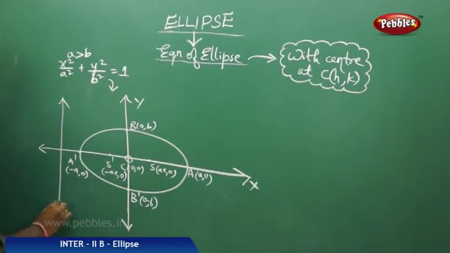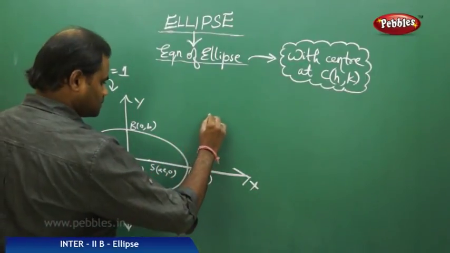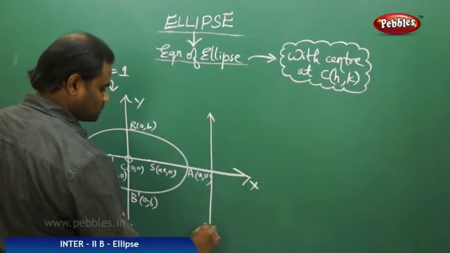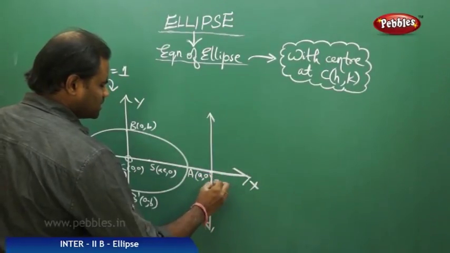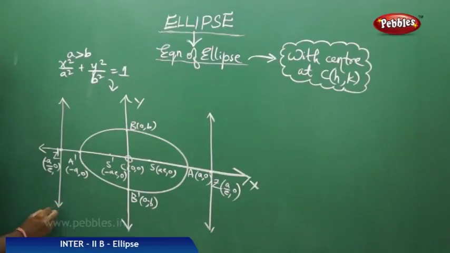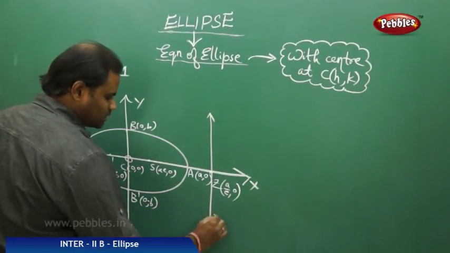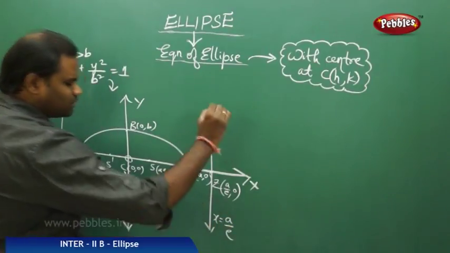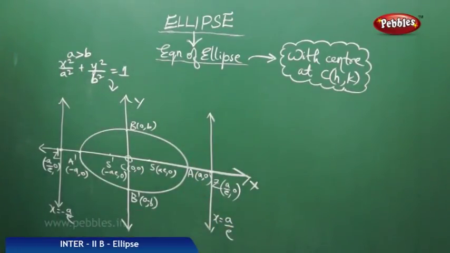and my directrix, which gives Z as (minus a by e, 0) with Z dash, and here my Z is (a by e, 0), and the equation of directrix is x equals minus a by e, and this is x equals a by e. This is how we get each of the contents of this kind of ellipse.